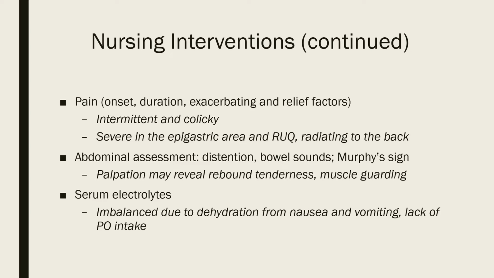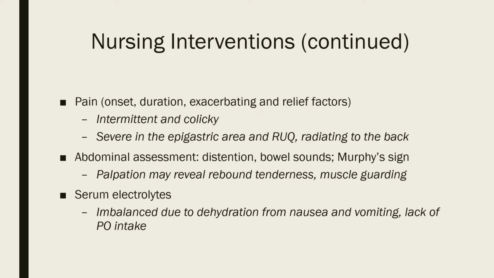Their pain, we need to assess their pain, the onset, the duration, what makes the pain worse. Is there anything that makes the pain feel better? They need to be able to describe the pain. Is it intermittent? Is it colicky? They may have severe pain in the epigastric area and right upper quadrant that radiates back to the back. We are going to assess their abdomen. We're going to assess for distension. We're going to assess those bowel sounds. Do they have a positive Murphy sign?